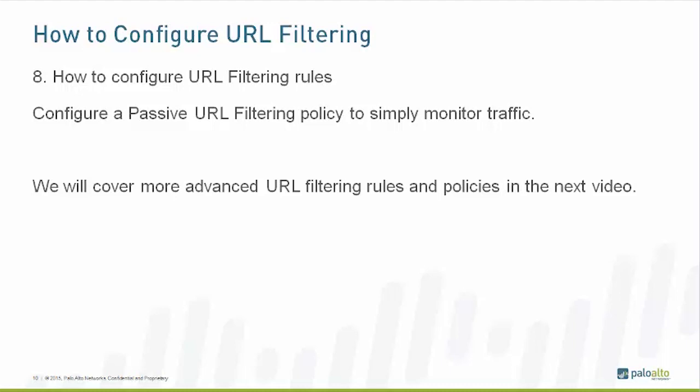The eighth step here is how to configure the URL filtering rules. The recommended practice for deploying URL filtering in your organization is usually to first start with a passive URL filtering profile that will alert on most categories. After setting the alert action, you can then monitor the web activity for a few days to determine patterns in web traffic. After doing so, you can make decisions based upon websites and website categories that should be controlled. We will cover more advanced URL filtering rules and policies in the next video, which will include monitoring web activity, advanced URL filtering, decryption, and safe search features.